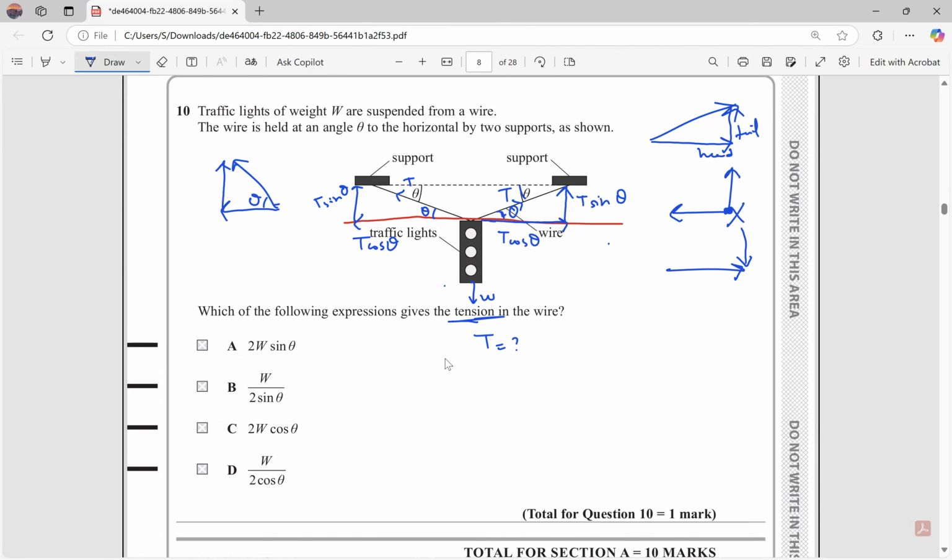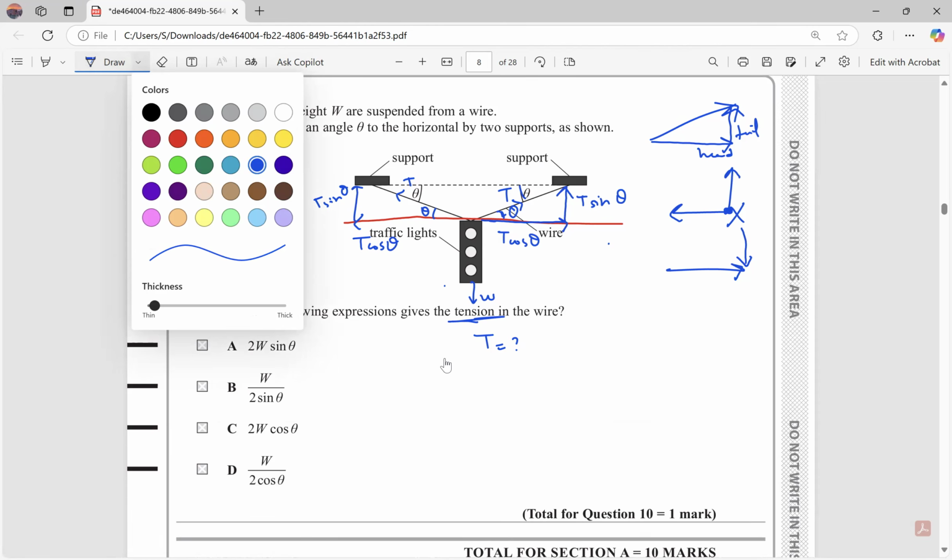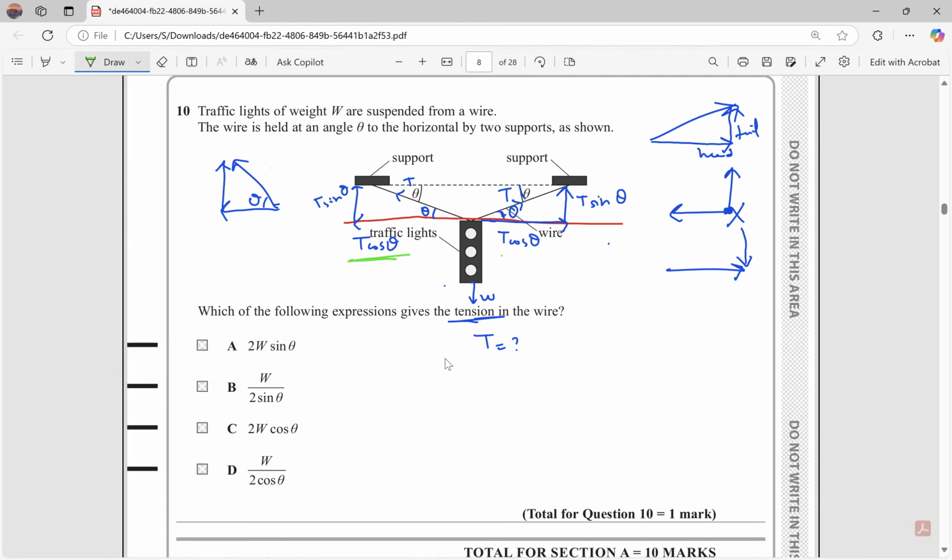Now, let's look at the horizontal forces. Forces have direction, so you have to think horizontal and vertical. Horizontal forces first. There are just two horizontal forces. There's tension cos theta and tension cos theta, but they're both acting in opposite directions, right and left. And they have the same amount because they're both T cos theta, so they cancel each other out. So let's forget about that.